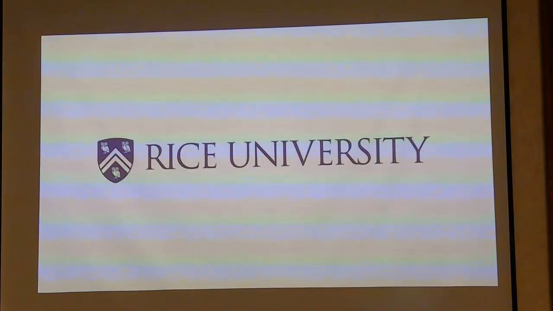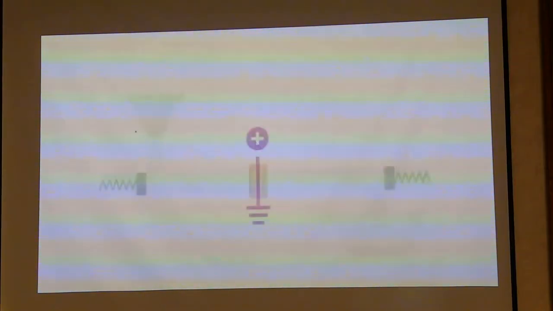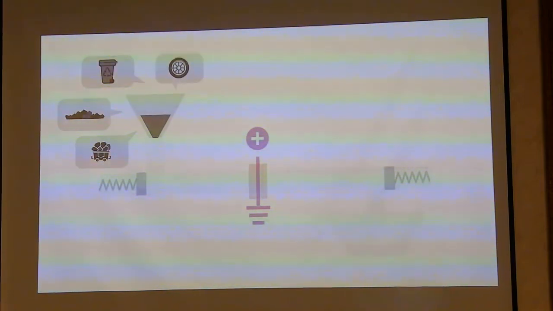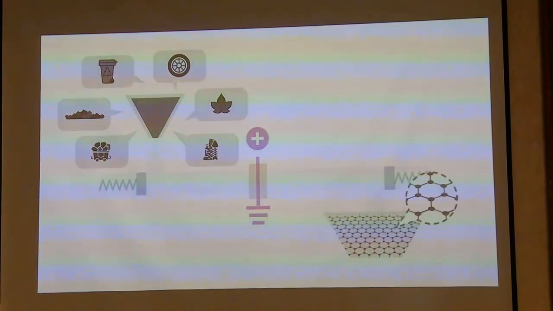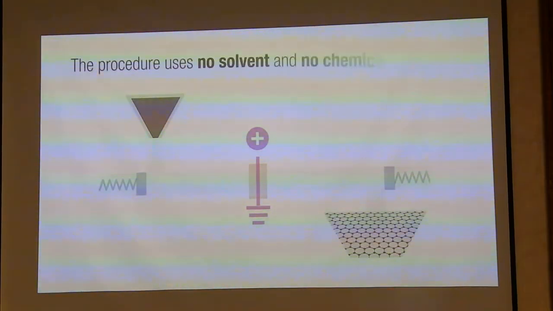Rice University researchers discovered a process that can start with almost any carbon source, including coal, petroleum coke, mixed plastic waste, rubber tires, biomass, and even waste food, and convert it into graphene. The procedure uses no solvent and no chemical additives.